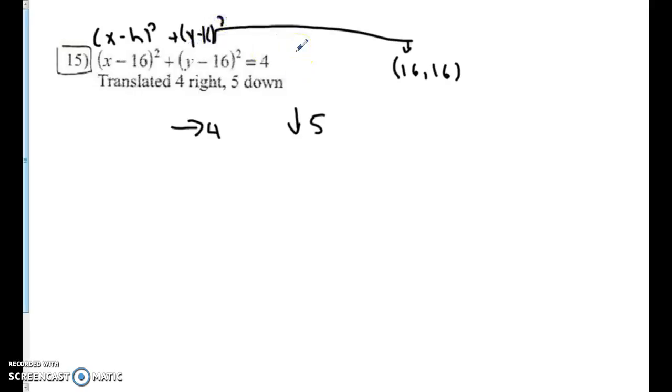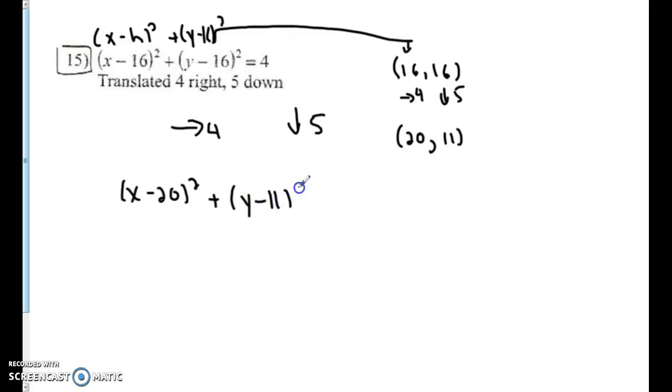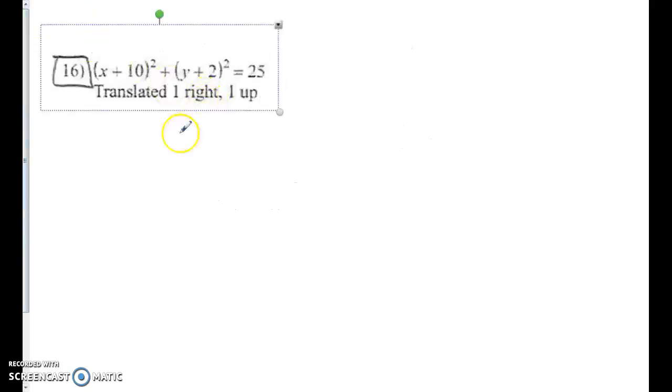The radius is not changing, but I'm taking it to the right 4 and down 5. If I'm taking it to the right 4, that means my center is moving to 20. If I'm going down 5, that means I'm going to 11. So my equation is going to be x minus 20 squared plus y minus 11 squared equals 4. If I look at this one, my center right now is at -10, -2.